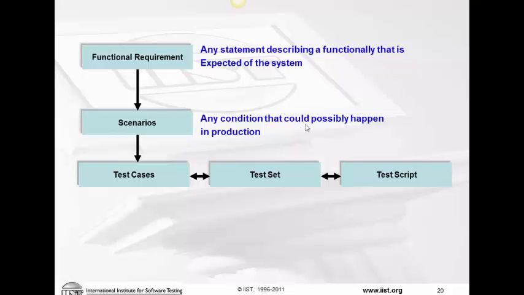So someone says, hold on, Maggie, you said a scenario is a condition that could possibly happen. That's true, which means I'm excluding illogical ones. We are not interested in illogical scenarios because we're not going to test them. We cannot test them. But we are interested only in scenarios that could possibly happen in production.